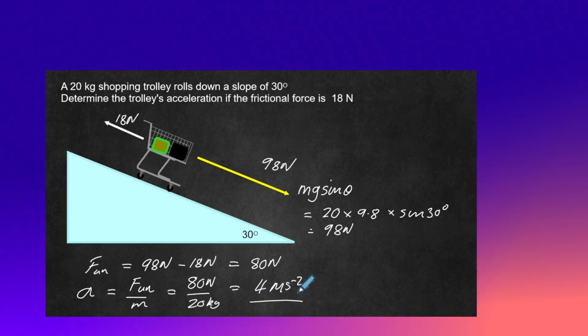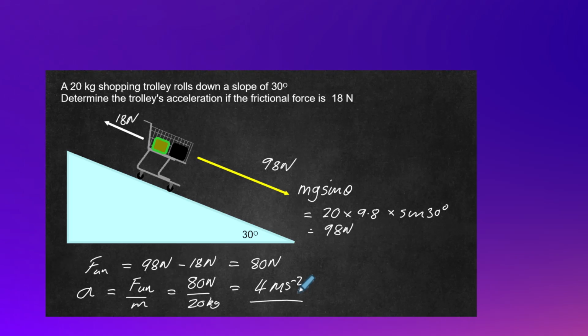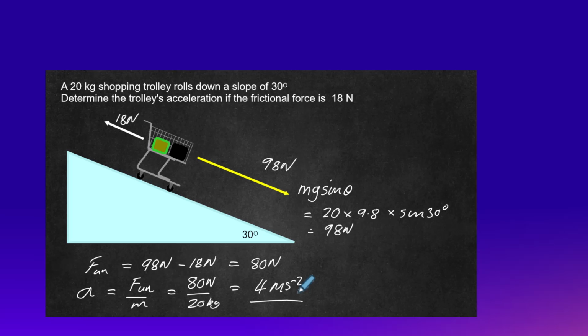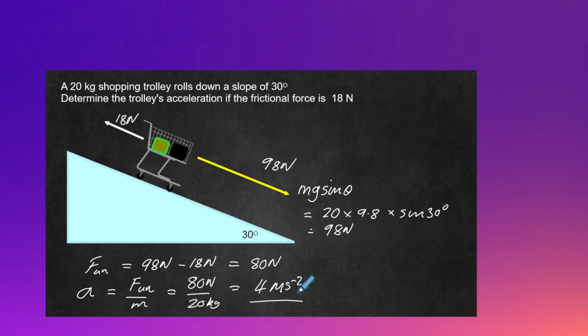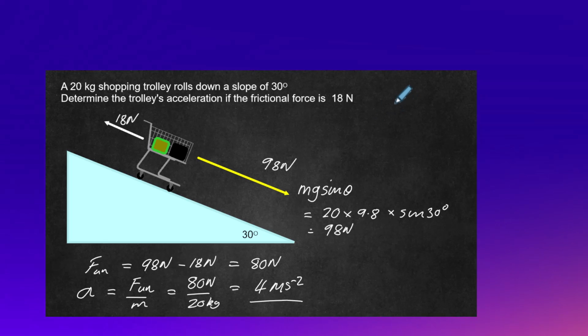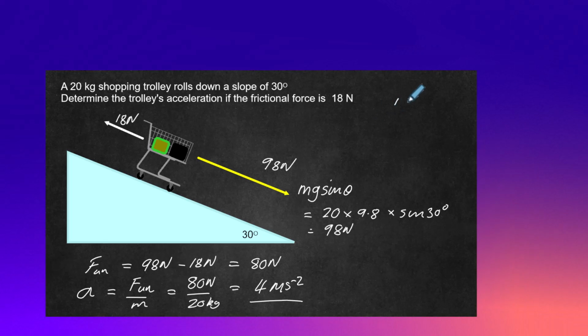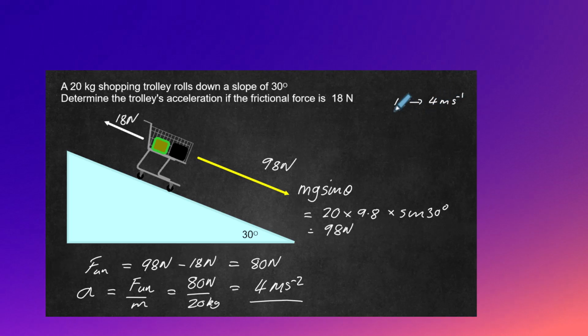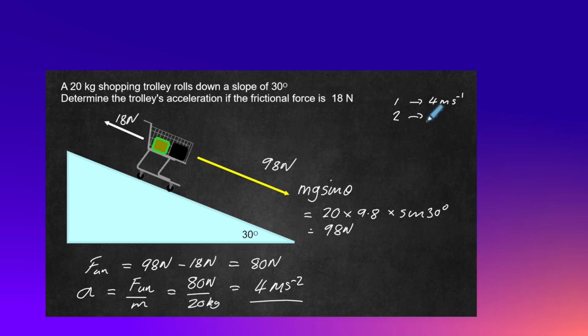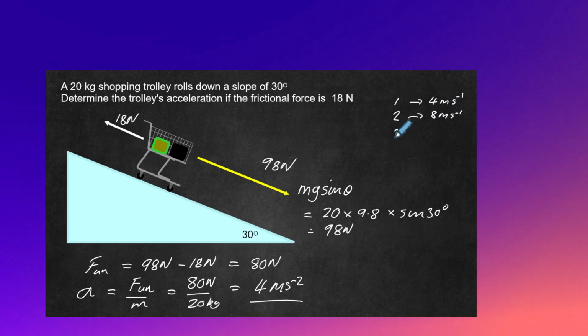Now, what does that mean? We've now worked out the acceleration. It means that trolley is going to increase its speed down that slope, and it's going to increase it at a rate of 4 meters per second every second. So after 1 second of it starting from rest, it's going to be travelling at 4 meters per second. After 2 seconds it's going to be travelling at 8 meters per second. And after 3 seconds it'll be travelling at 12 meters per second.